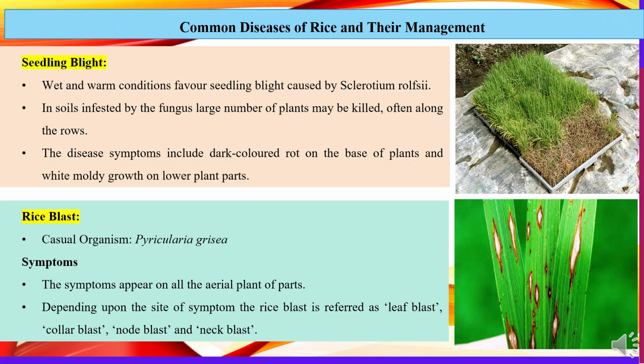Management. Grow resistant varieties suitable for the local region. Avoid excessive nitrogen application, especially in a single dose. Maintain proper plant spacing for good air circulation. Spray recommended fungicides, e.g., tricyclazole or isoprothiolane, at early symptom appearance.